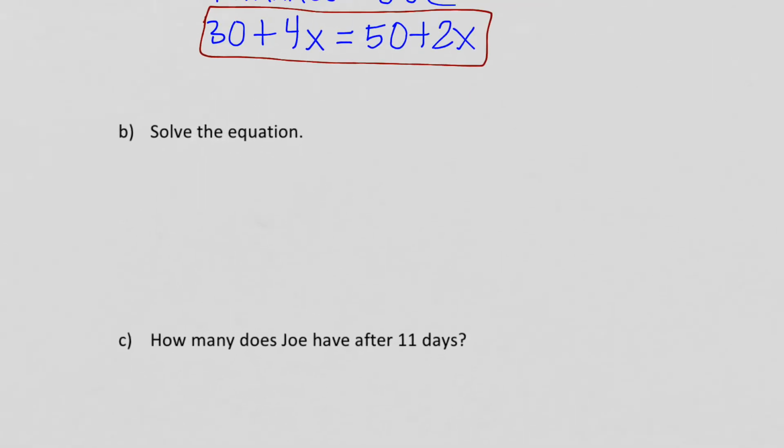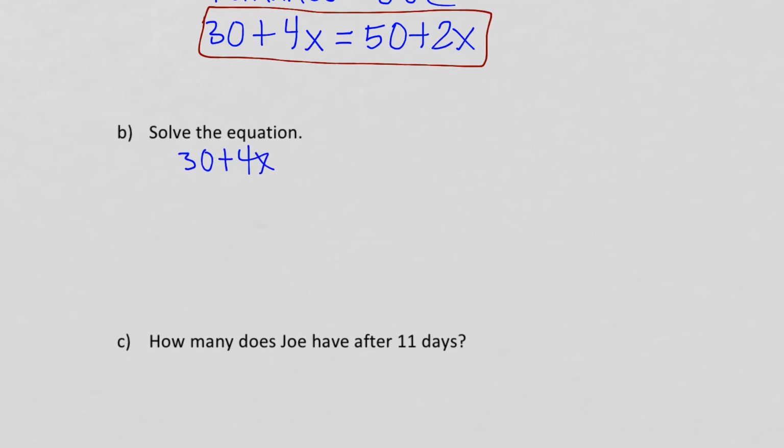Part B, solve the equation. Now we can solve it. 30 plus 4x equals 50 plus 2x. What I want to do is simplify the left side. There's nothing to combine. There's nothing to distribute. Done. Simplify the right side. There's nothing to distribute. There's nothing to combine. Done. Then I notice that there's x's on both sides, and that can't be. So either bring this one over here or bring this one over here. I'm going to subtract 2x to move it over.